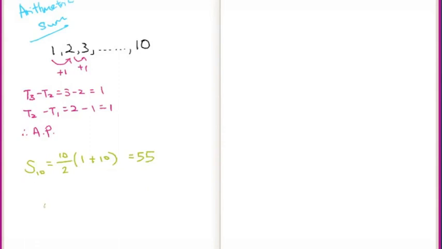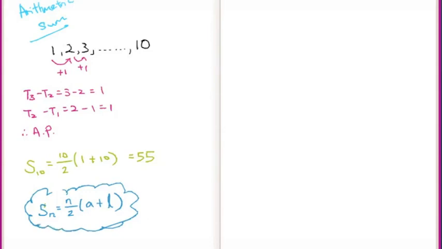General equation: S of n is therefore equal to n over 2 times (first term plus the last term). This is the general equation. You may look to your books to see how to prove that. I think we are more towards the application.